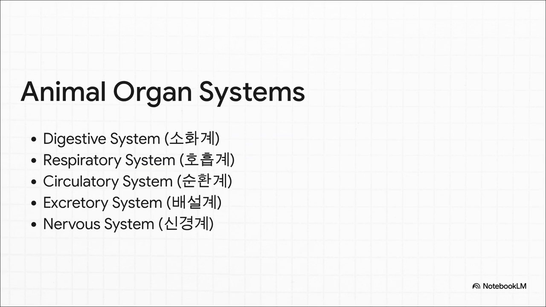And that right there is the heart of the animal blueprint. An animal isn't just a sack of organs. It's a collection of these incredibly specialized systems, digestive, respiratory, circulatory, and so on, all running at the same time, all working in concert to keep the whole thing running smoothly.